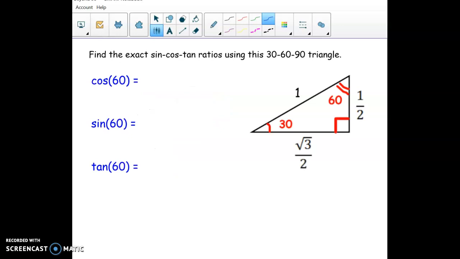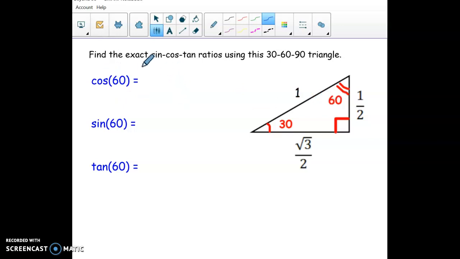Okay, and so now that we have this 30, 60, 90 triangle, we can find the exact values of cosine, sine, and tangent of 60 or 30. This one asks you for the 60-degree angle. So pause the video and try some of these.